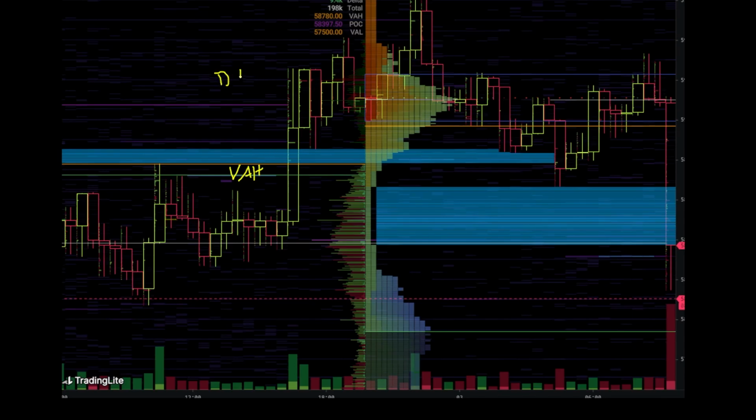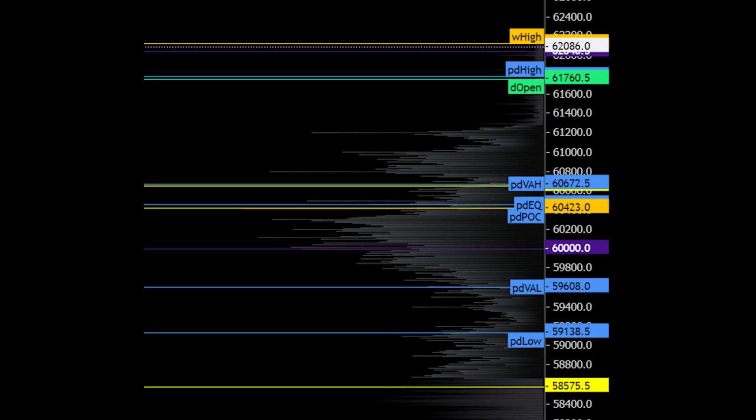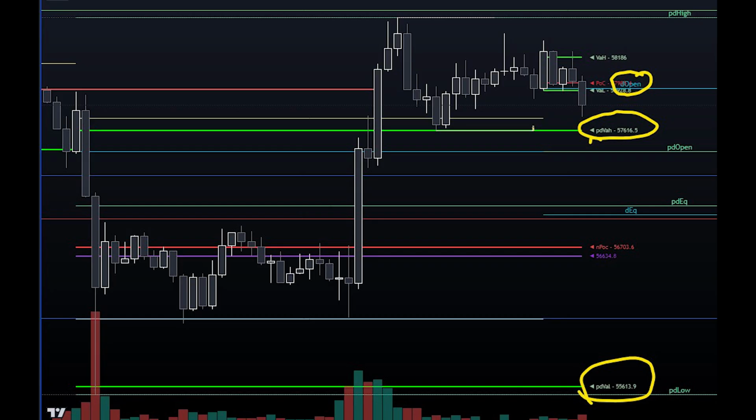So, to identify the 80% setup, you need to observe the daily open and session volume profile, or market profile with TPO and volume. Other tools which report daily levels like XO can also be used. And for the setup, the most important levels are daily open, previous day value area high, and previous day value area low. But previous day point of control and previous day equilibrium can be helpful for several setups as well.